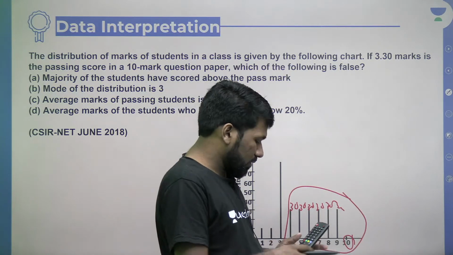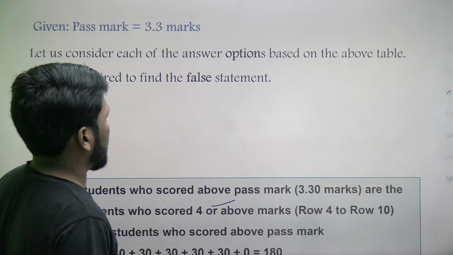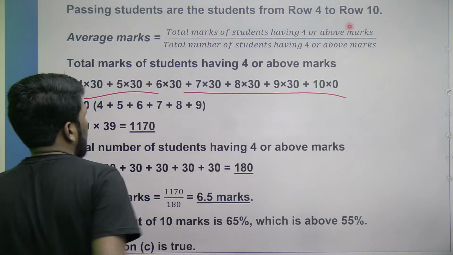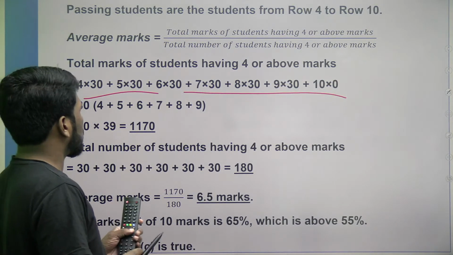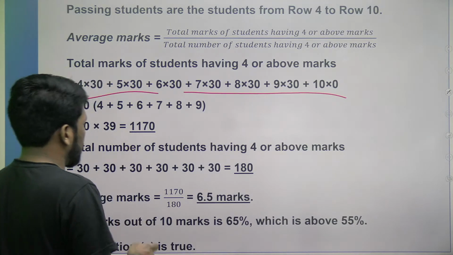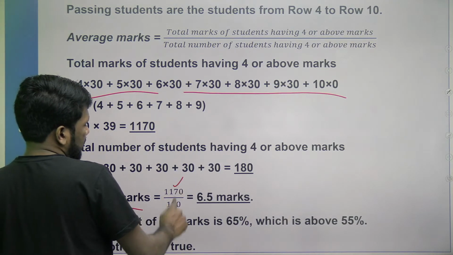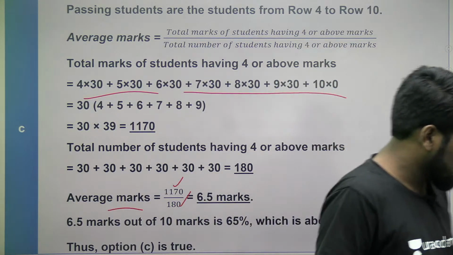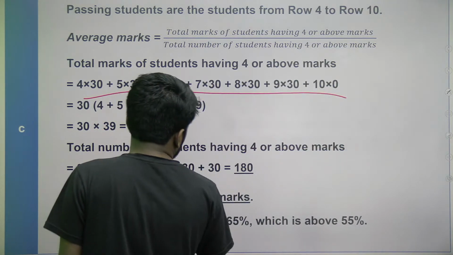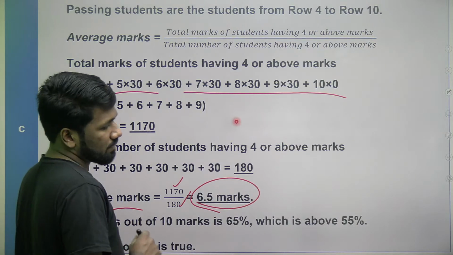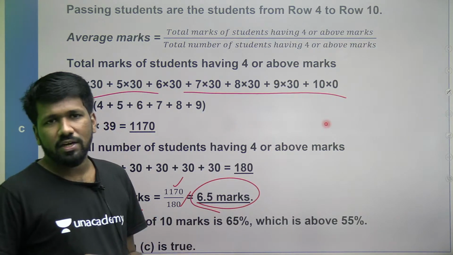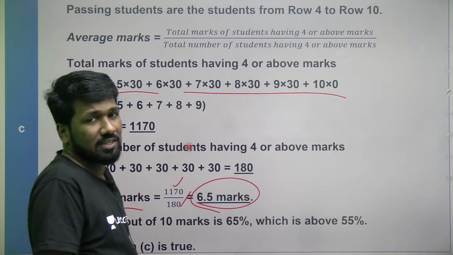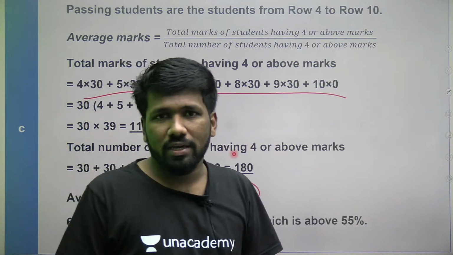Mathematically speaking, you should do 4 into 30 plus 5 into 30 plus 6 into 30 plus 7 into 30 plus 8 into 30 plus 9 into 30 plus 10 into 0. So total marks divided by total number of students. Average marks means sum of observations divided by number of observations. You can find the weighted average and divide it, and you will get 6.5 marks. Did you all understand that? But before proceeding further, even if you don't use the weighted average, for this special case, it's okay.